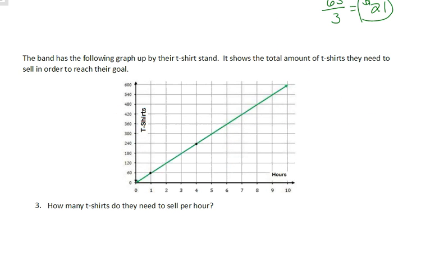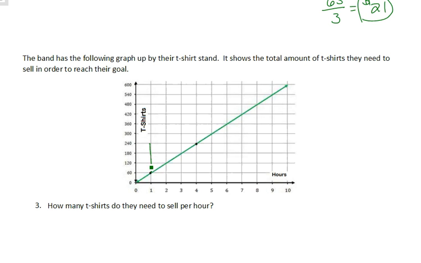It says the band has the following graph up by their t-shirt stand. It shows the total amount of t-shirts they need to sell in order to reach their goal. So question 3, how many t-shirts do they need to sell per hour in order to get these kids to Disney World? Well, let's go ahead and look at the dots that they have in there. We're going to visually see what's going on. We're dealing with hours and t-shirts. So it looks like between the hours of 1 and 4, they're going to have to sell between 60 and that 240.